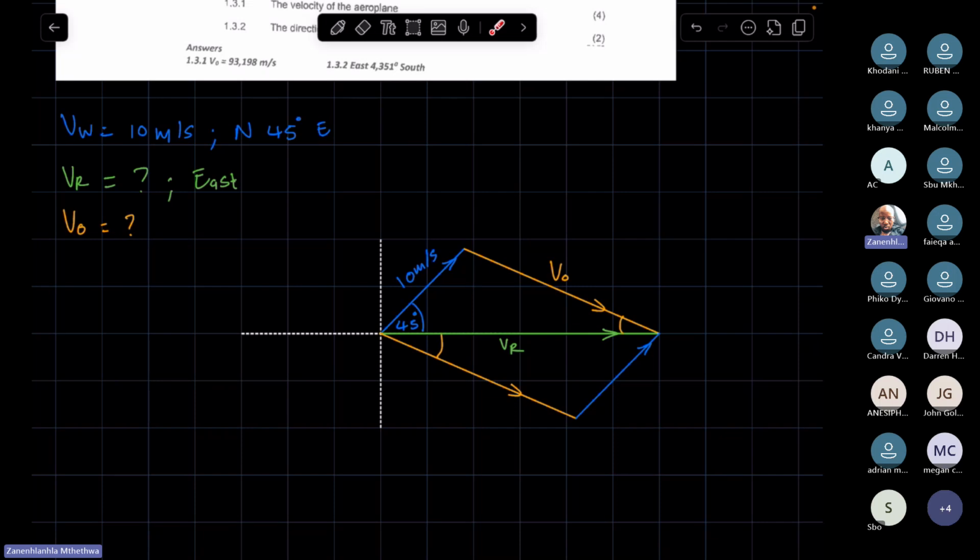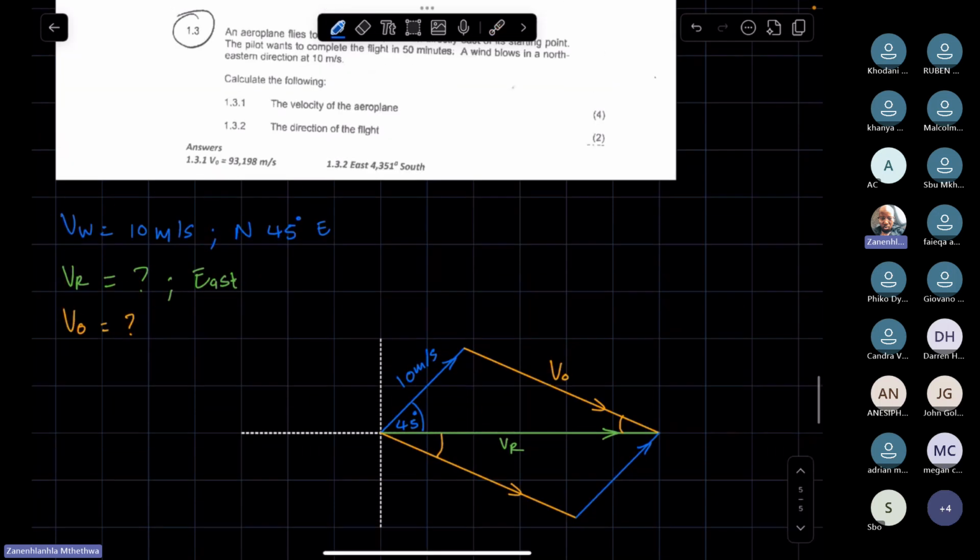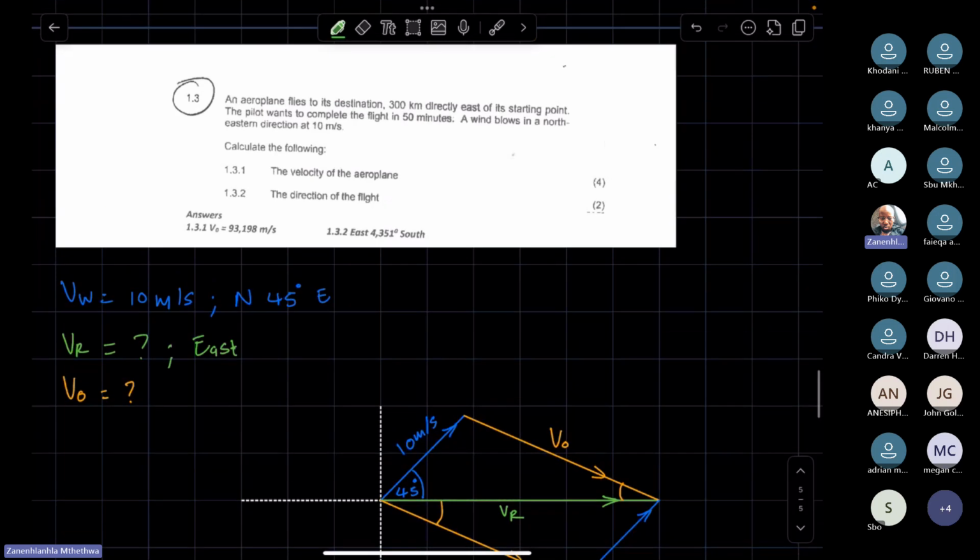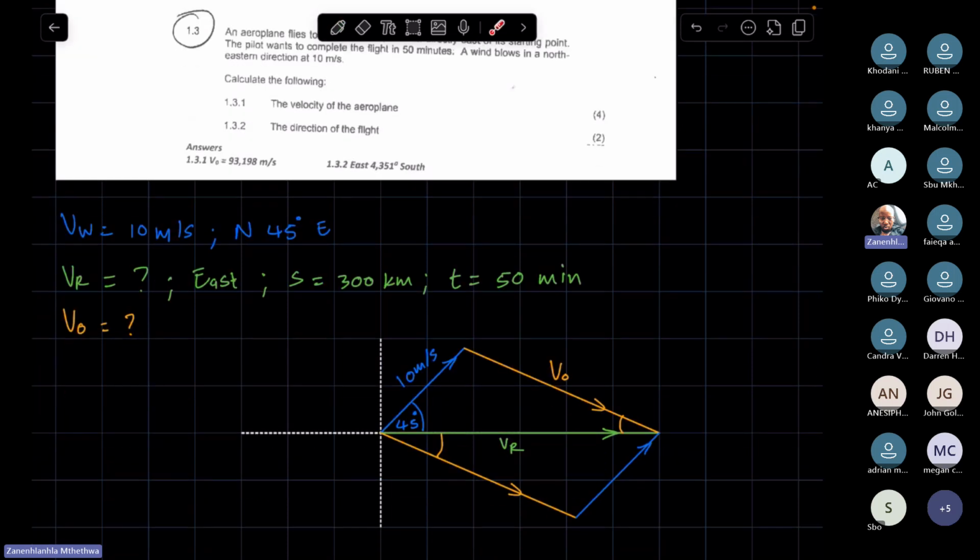Right. Now, based on what you've been given, remember I said destination, displacement, and/or time, all of that has to do with VR. They've given us the displacement. They said it's 300 kilometers. They also gave us time. Time t is equal to 50 minutes. Now we are able to use this to calculate VR.